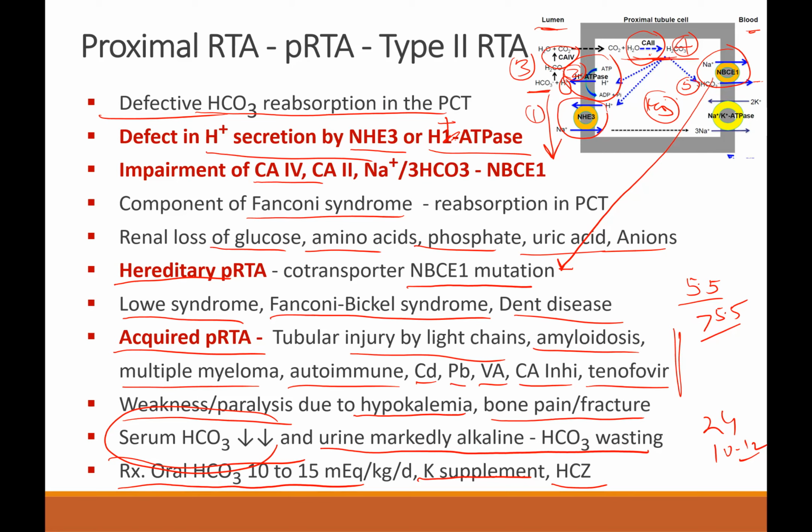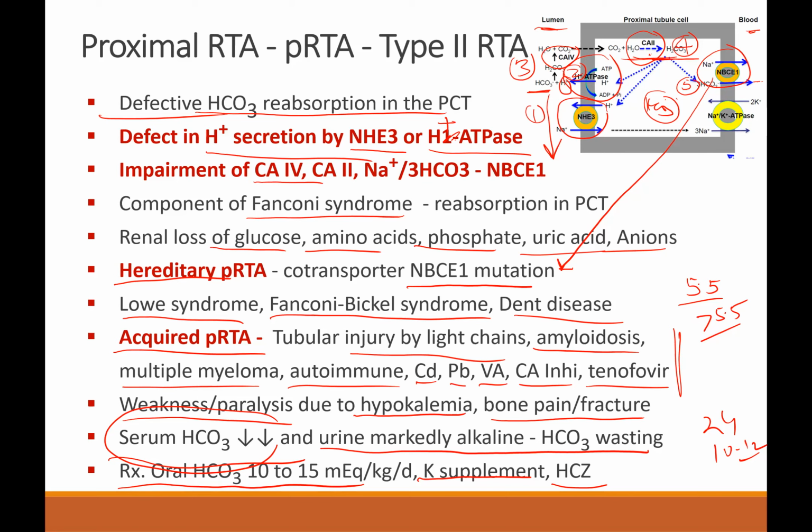This particular syndrome can occur de novo on its own, or it can occur along with other tubular defects such as Fanconi syndrome. If it occurs with Fanconi syndrome, there will be renal loss of glucose, amino acids, phosphate, uric acid, and other anions, and features of Fanconi syndrome will be associated with the features of PRTA, which is also called type 2 RTA. Just remember it as PRTA. If you are asked about PRTA, this slide is just enough to describe everything.